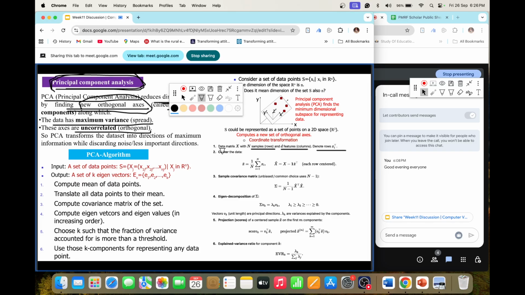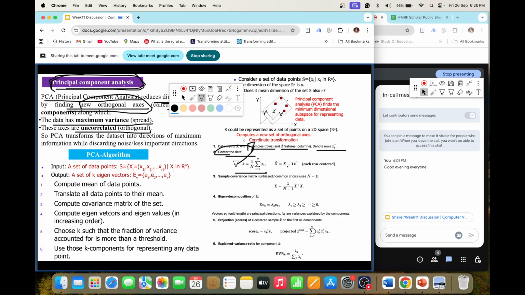Okay, so the first thing we do is center the data. That is, we find the mean of all the data points: x1 plus x2 plus dot dot dot xn, divided by capital N, where capital N is the total number of data points. After finding the mean, from each data point we subtract this mean. This step is known as centering of data.